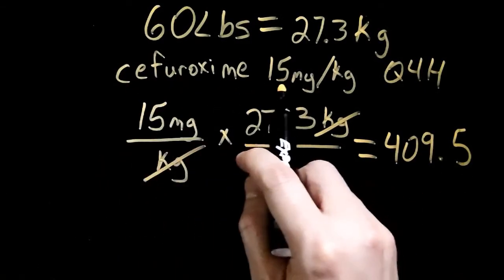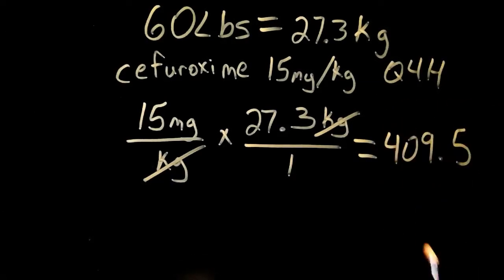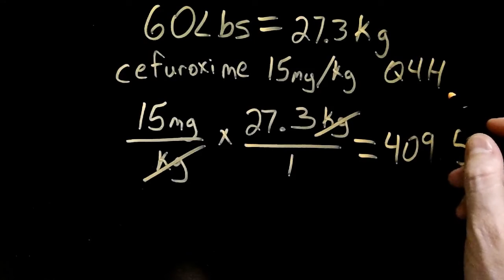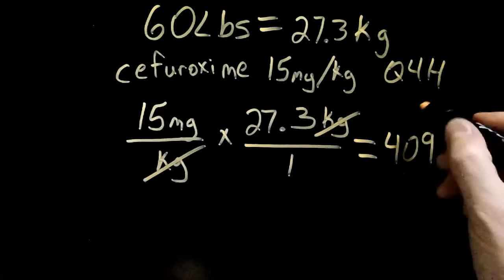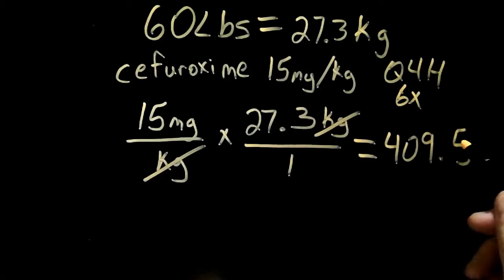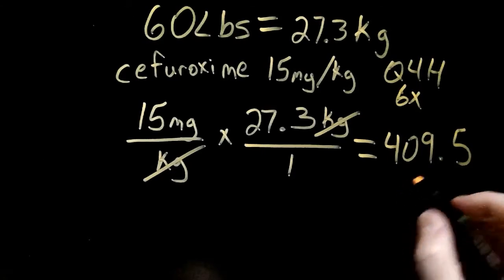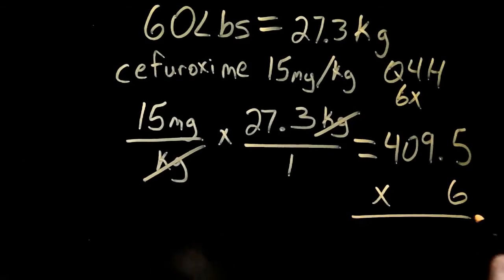It was cefuroxime 15 milligrams per kilogram, but they want to get this much every 4 hours. So the original question asked, how many milligrams per day will they receive? Well, you have to ask yourself, if they're getting it every 4 hours, how many times a day will they get it? Well, there's 24 hours in a day, so every 4 hours will be 6 times a day. You'll want to know that for a lot of day supply issues and things like that. But every 4 hours is 6 times a day. So I will just have to get 409.5 and multiply that times 6.